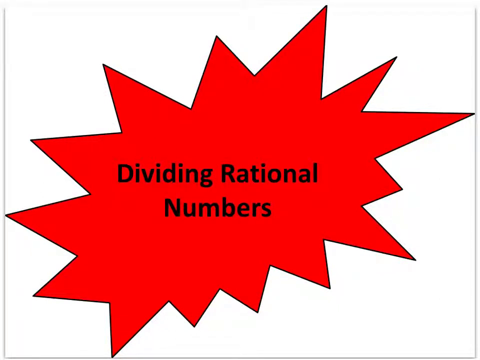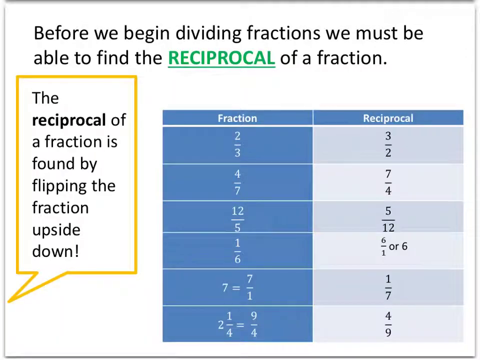Today's video is on dividing rational numbers. Before we begin dividing fractions, we must be able to find the reciprocal of a fraction. The reciprocal of a fraction is found by flipping the fraction upside down. So what was the numerator becomes the denominator, and what was the denominator becomes the numerator.